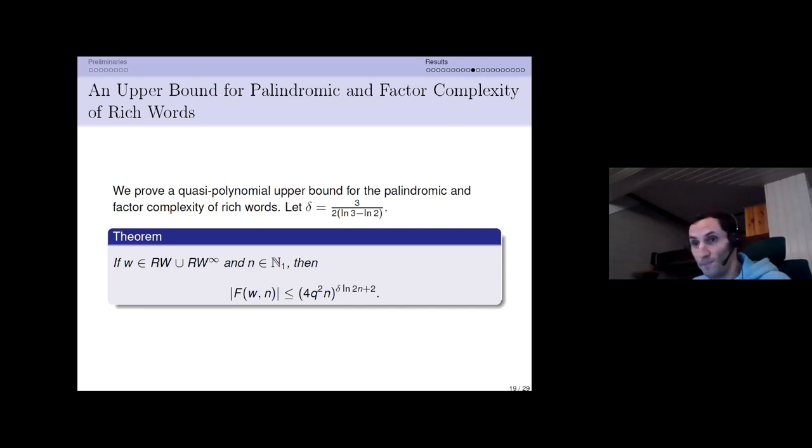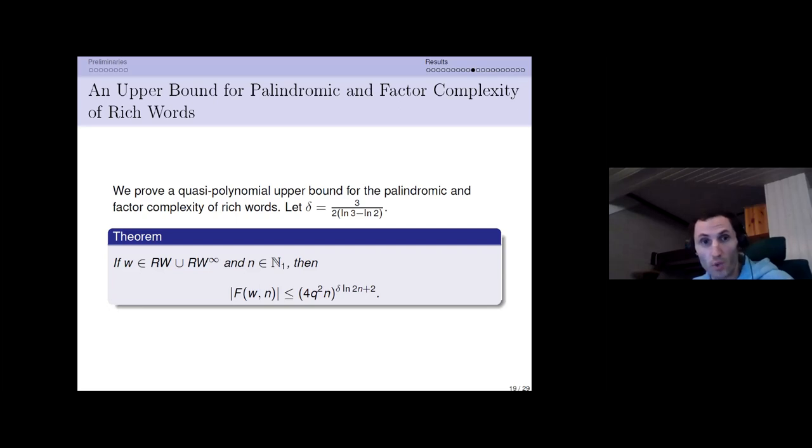So basically, in the paper that I will present today, I use the same ideas as in 2017. I just use this better upper bound. I will show you what the results of this improvement are.